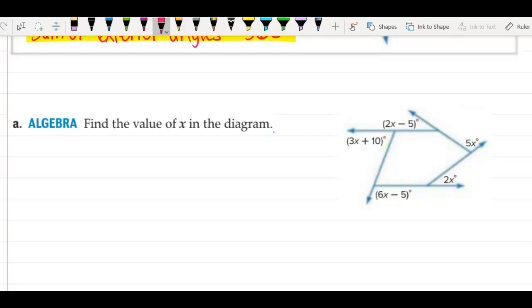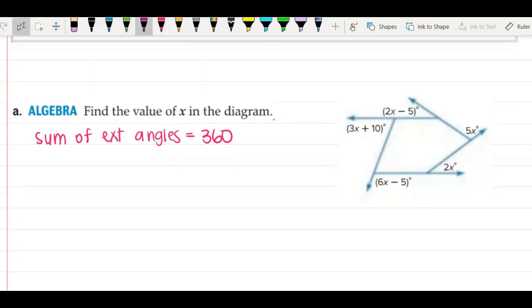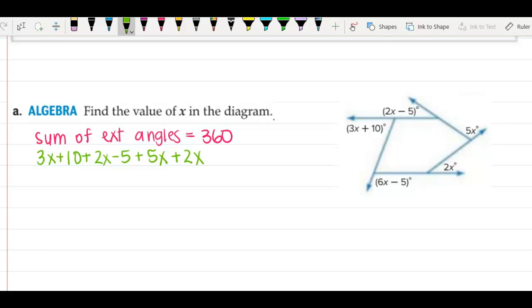Just to reiterate, sum of exterior angles, meaning if we add them all up, we should always get 360. So I'm going to start adding them up: 3x plus 10 plus 2x minus 5 plus 5x plus 2x plus 6x minus 5. And they're all going to add to 360, even though this is a pentagon. Make sure I wrote everything right.